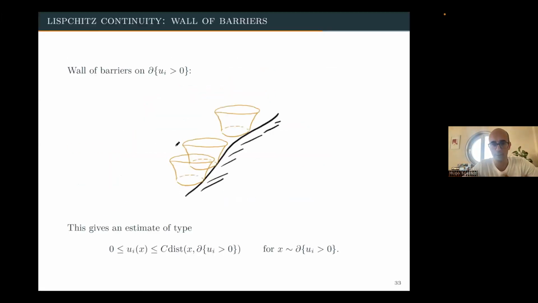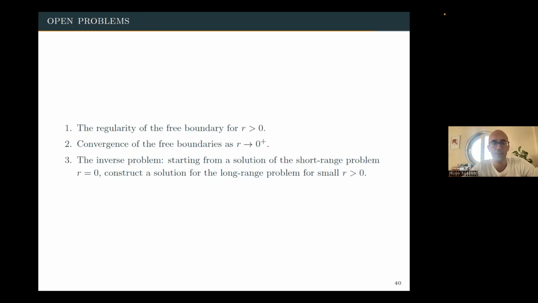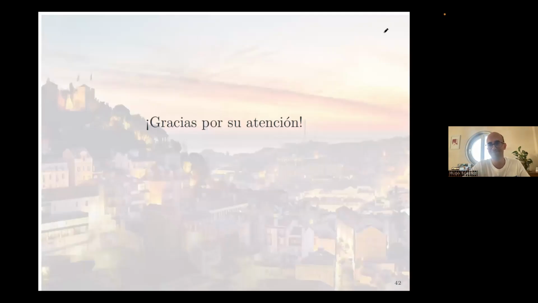Okay, so just to finish. These are the open problems, that we don't know what to do: the regularity problem for r fixed, the convergence of the free boundaries as r goes to 0, and the inverse problem. Can we, from a solution of the short range, construct a solution of the long range? We don't know what to do in any of these three situations. And so, thank you very much.